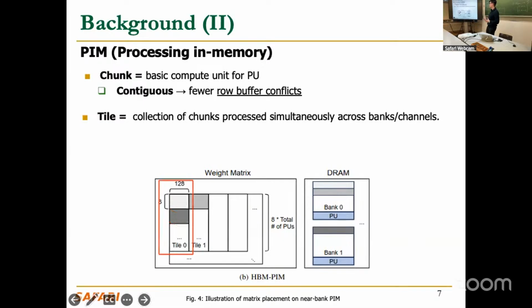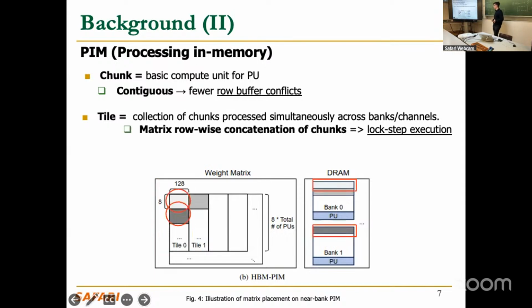Also, a tile represents a collection of chunks that are processed across all channels and across all banks. This is tile 0 associated with the weight matrix. Such a tile represents a matrix row-wise concatenation of chunks, and by this, in an all-bank fashion.